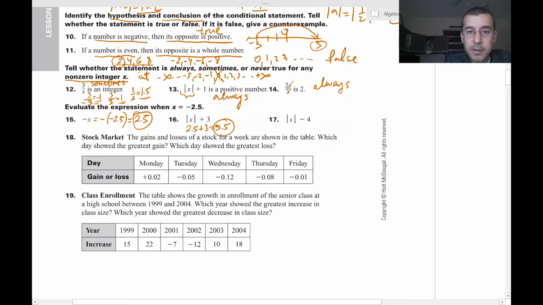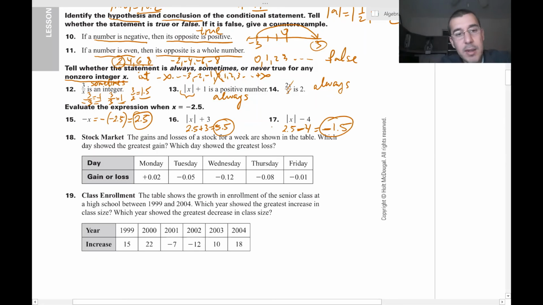Number 17, absolute value of -2.5 is positive 2.5, and then minus 4 is minus 1.5. This is basically 4 minus 2.5. It's 1.5, but the negative symbol we write because 4 is greater than 2.5. So it's negative 1.5. That's the answer for 17.